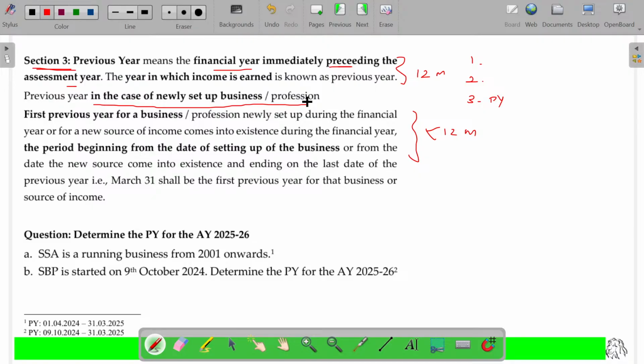Whatever it may be, if you are starting a fresh one, the first previous year of the business starts from the date of setting up of the business. Rest will be the same.